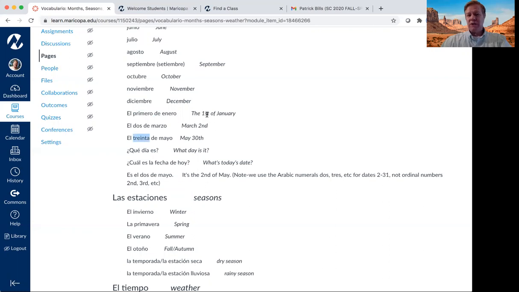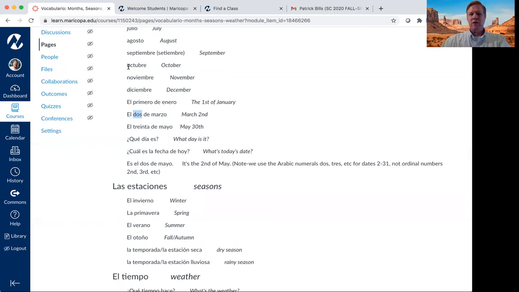So English keeps the ordinal numbers throughout, first, second, third, fourth, but Spanish uses the ordinal only for the first, and then it switches to counting numbers, 2, 3, 4, 5. And so those are two things for you to keep in mind as you study the months. Lowercase and counting numbers for all the days other than the first.